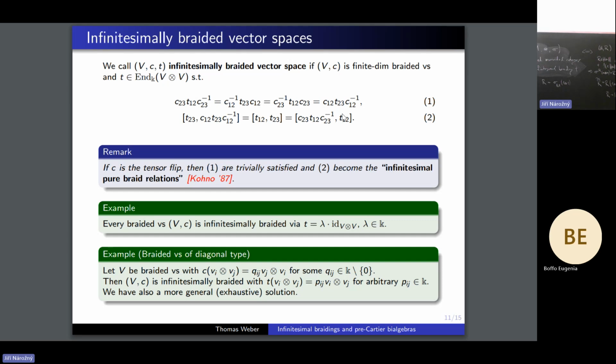Okay, if you just have any braided vector space, you can also solve 1 and 2 if you take T as a multiple of the identity. This is a way to solve this in a kind of trivial way. And also, if you have a gradient that is of this special type where you just flip the base elements and you multiply by some non-zero number, we classify all possible endomorphisms T satisfying 1 and 2. So we have some non-trivial examples where this is meaningful. So this definition is not empty.